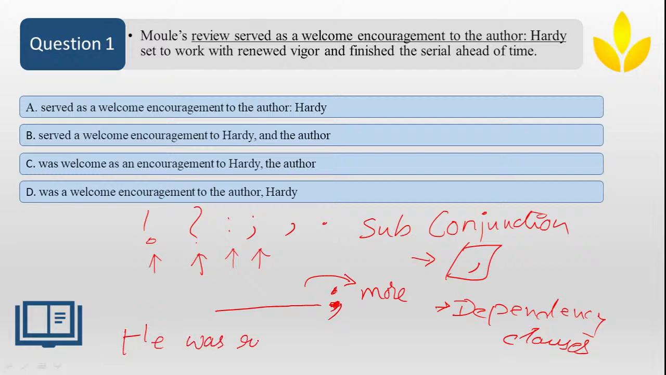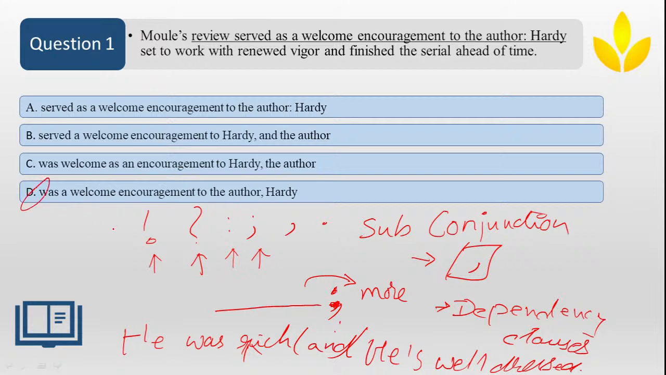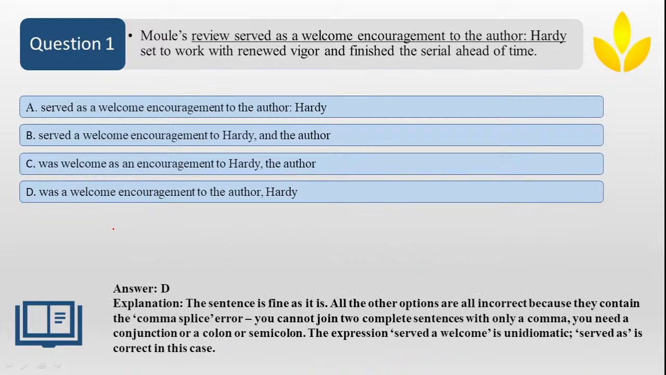he was rich and he is well dressed. So even after I remove the coordinating conjunction "and" here, or sometimes I can even use a colon, it gives complete meaning. That is why option D is correct. Let's see the explanation for your understanding. If you want to go through the explanation, you can always pause the video and look at it. Let's go to question number 2.